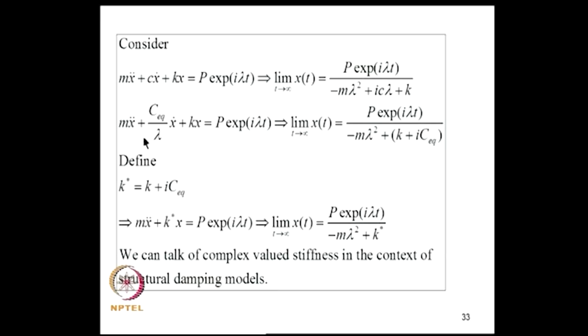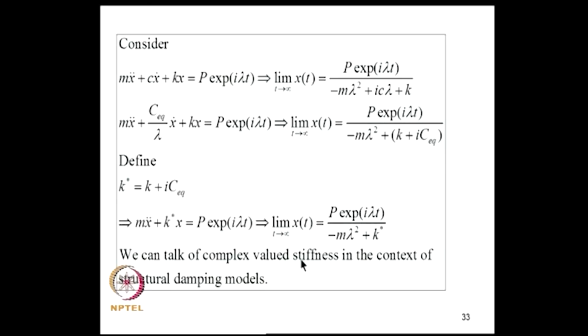For a viscously structurally damped system in steady state, I get the frequency response function, the steady state response, to be given by this. Now, you can see here in the denominator I have k plus i c_eq. So, I can define that as k star and call it a complex spring constant. The real part is elastic stiffness, the imaginary part is associated with structural damping. So, a structurally damped system therefore can be viewed as a system with complex valued stiffness, where the real part is the elastic stiffness, the imaginary part is the structural damping coefficient.